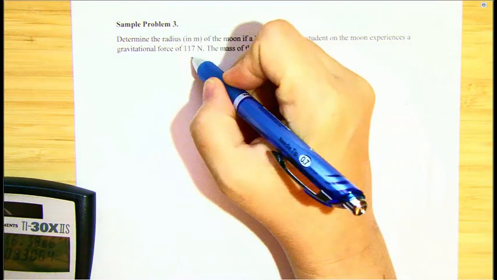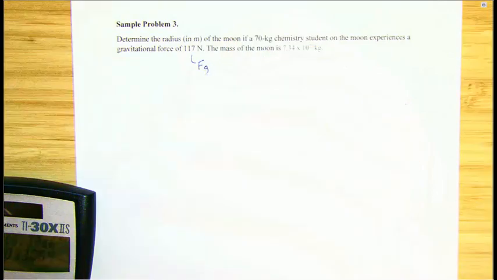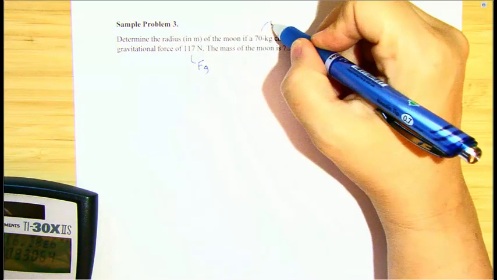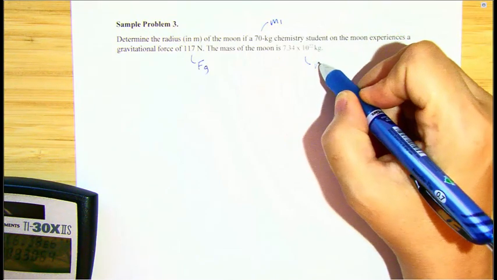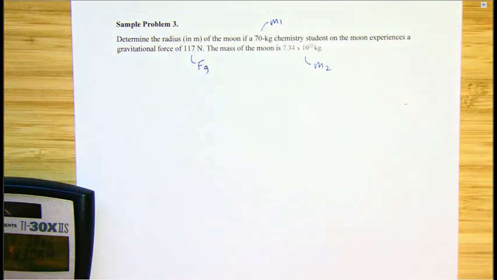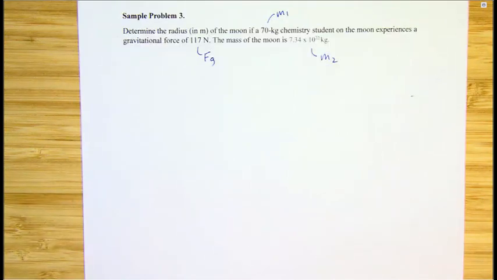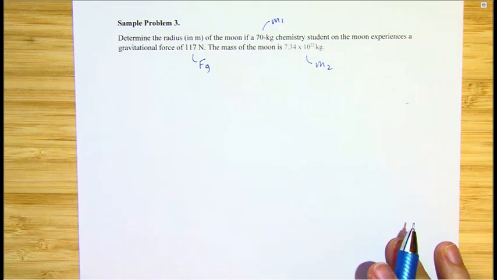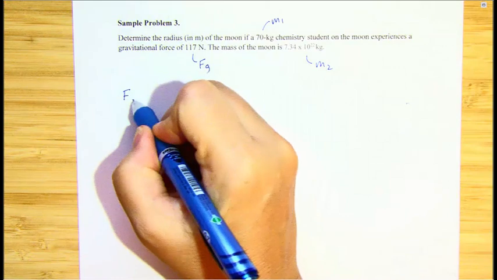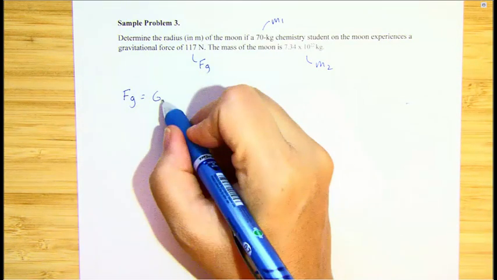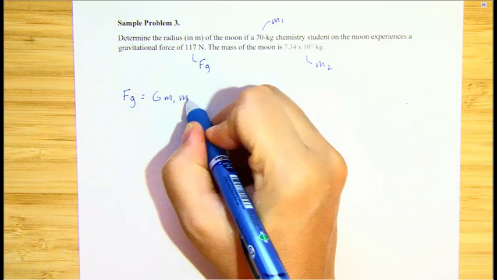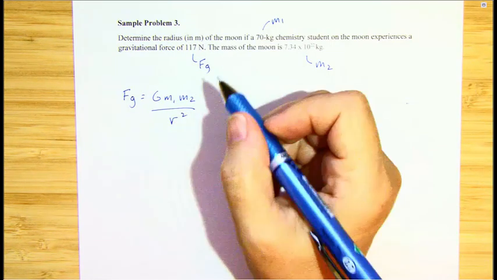Remember, when we have the newtons, that's force of gravity. And this is the mass of the chemistry student. Let's say it's mass 1. And we have the mass of the moon as m2. Again, it doesn't matter which one's m1 and which one's m2, as long as you stay consistent. So our equation is always Fg equals the universal gravitational constant, capital G, m1, m2 over r squared.